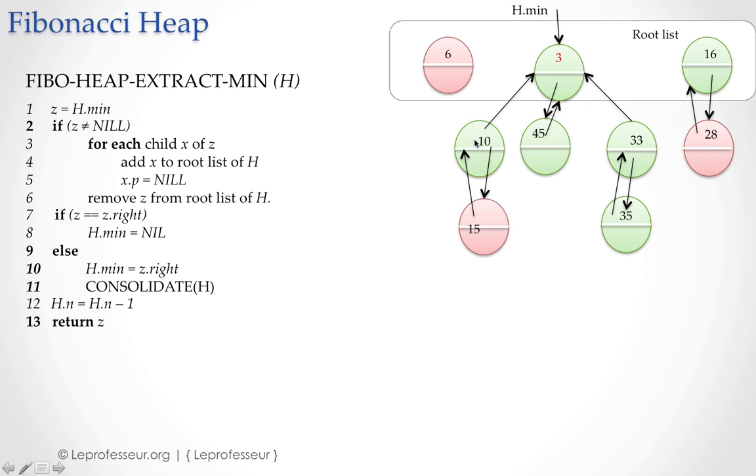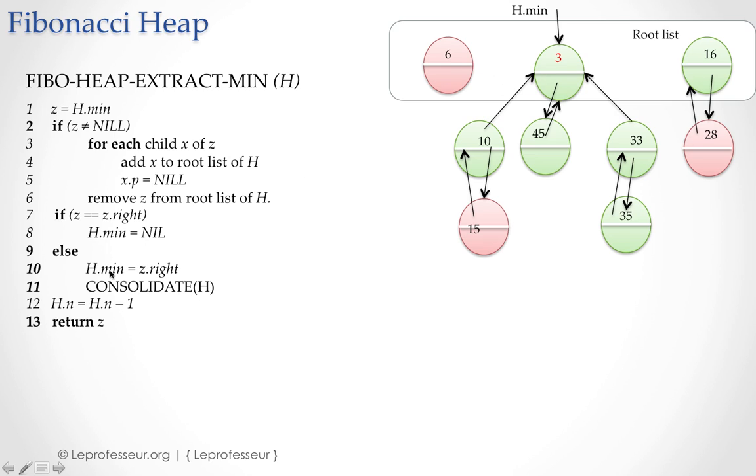Let me rephrase it. Each child is, you can think of it, a small tree. The root of this subtree will go in the root list of H. So 10, 45, 33 will go in the root list. And we just remove node 3 from this list. The rest of the job is to consolidate whatever leftover trees you have.